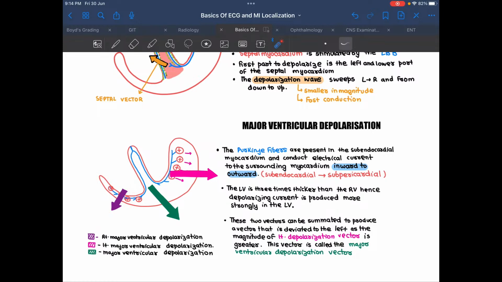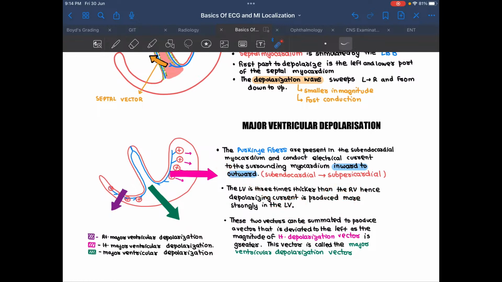Because we know that the left ventricle is 3 times thicker as compared to the right ventricle, the vector here is going to be more positive in amplitude. As you can see, the magnitude of a vector is represented by the length of that vector. So the length of the left ventricular depolarization vector is more as compared to the right ventricular depolarization vector. Because of this, my mean vector is going to be tilted towards the left. So where is it moving? It is moving from up towards down and towards the left-hand side.